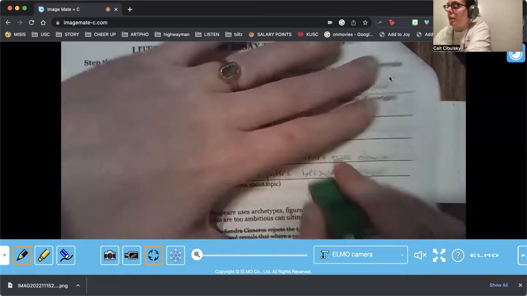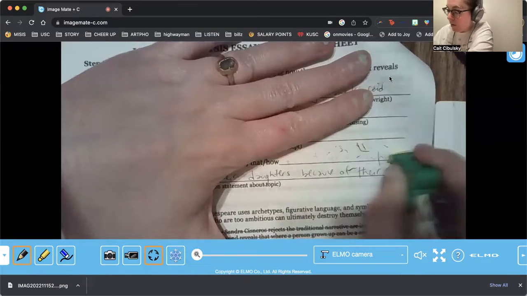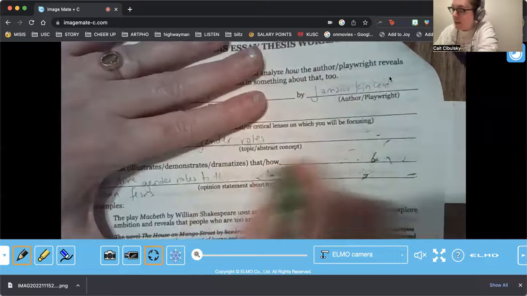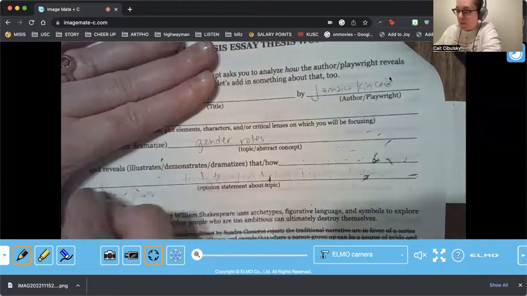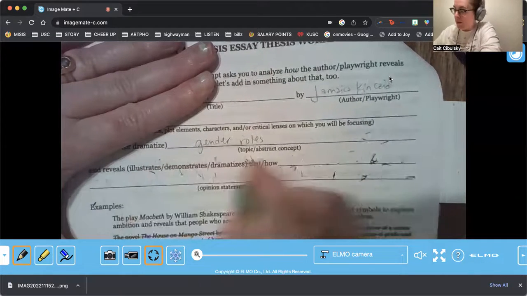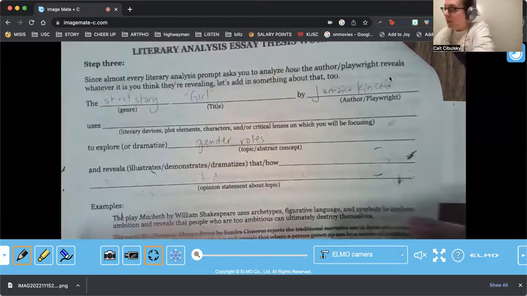I don't like the way that it's sounding. I like the idea, but I kind of want to reword it a little bit. So let's say I'm going to erase it with my handy dandy eraser here. Isn't it cute? It's a little Christmas tree.